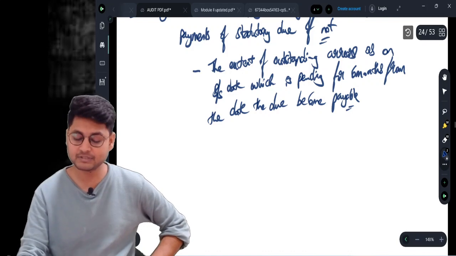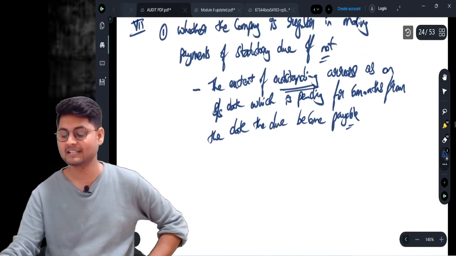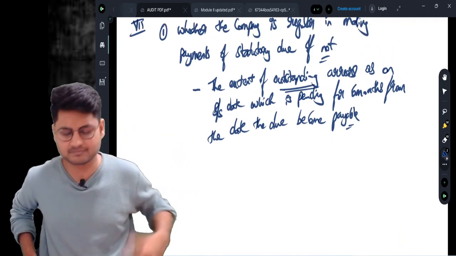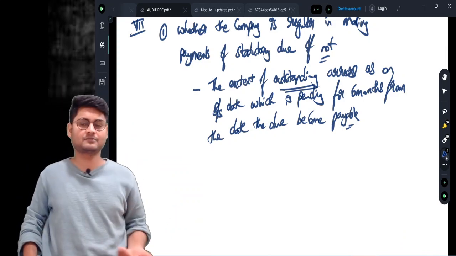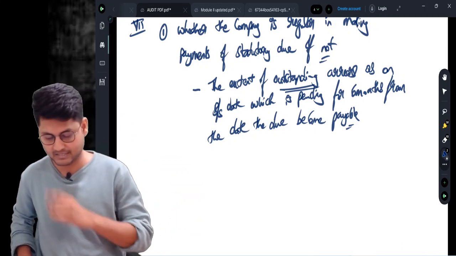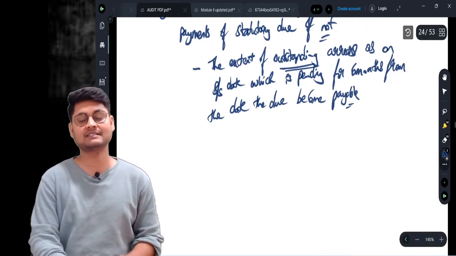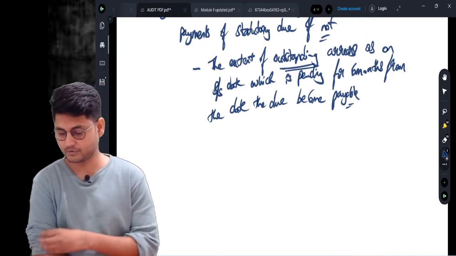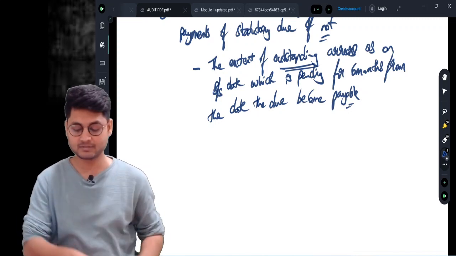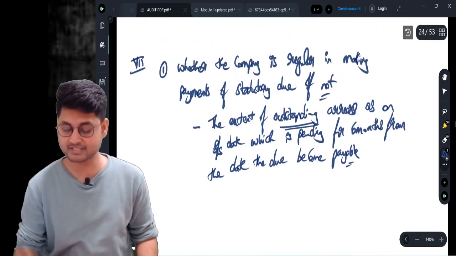as on balance sheet date. Then you need to report that outstanding balance. So all the list, whatever it is more than 6 months, then you need to write everything. You need to give the details of every statutory due which is still pending, which is more than 6 months from the date they become payable. Okay, done. So this is clause number 7 first part.